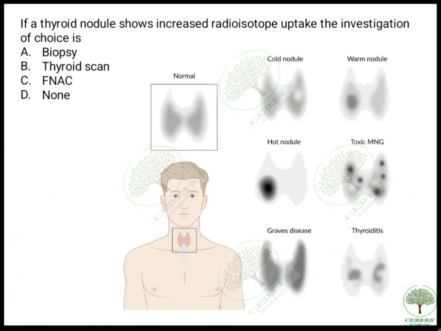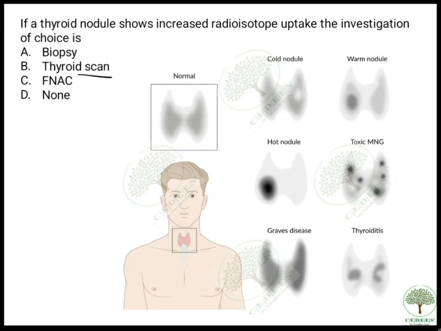Now the next question is, if a thyroid nodule shows increased radioisotope uptake, the investigation of choice is. Now first understand the question. What does it mean by increased radioisotope uptake? Now there's something known as the thyroid scan or the thyroid scintigraphy. In this, there's a radioactive tracer, either iodine 123 or 131 or technetium 99. These are two tracers which are basically attached to a radioactive material, and this is administered to the patient either orally or intravenously.